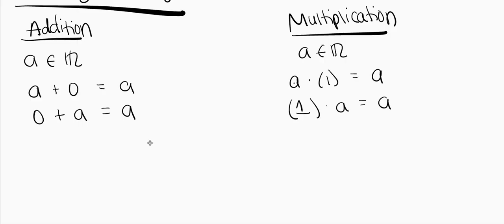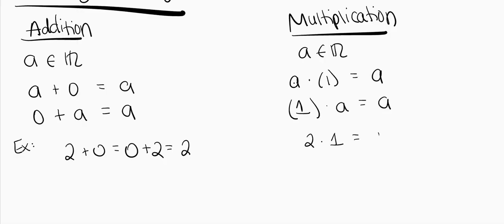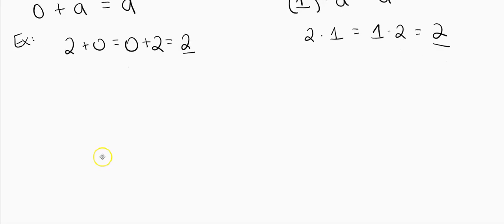So let's do an example for each of them. Say, for example, I have 2 plus 0. Simply, this is the same thing as 0 plus 2, which is just 2. For multiplication, say I have 2 times 1. This is the same thing as 1 times 2, which again is just 2. So we get the starting value even when we add or multiply another value. And this is known as the identity property.